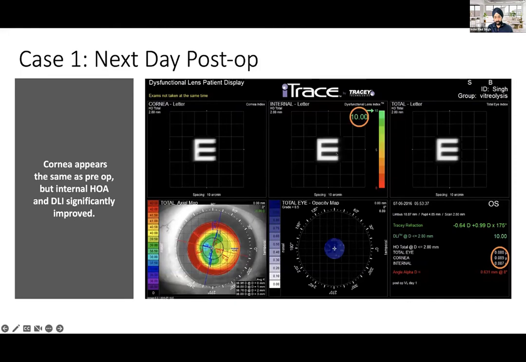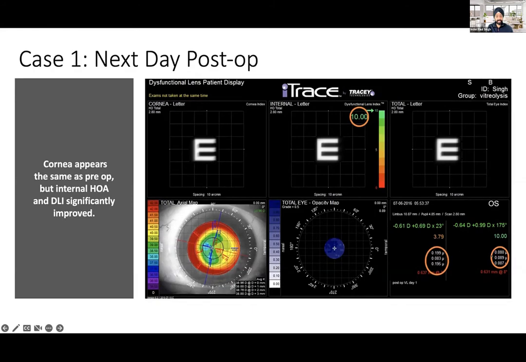You see here the image quality, this E looks better. And you look here at the actual breakdown of the higher order aberrations. Significant difference. This is pre on the left here and post. You see the total aberration went down, but the corneal aberration did not change, right? The cornea is exactly the same. Topography map looked the same. Aberrations of the cornea looked the same the next day. The only thing that changed was the internal optics.